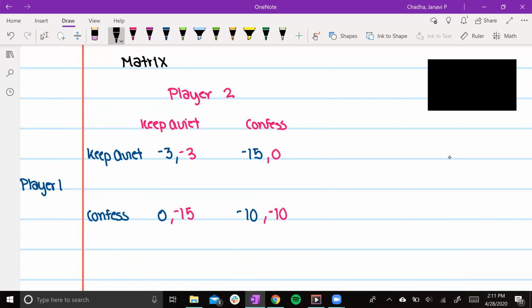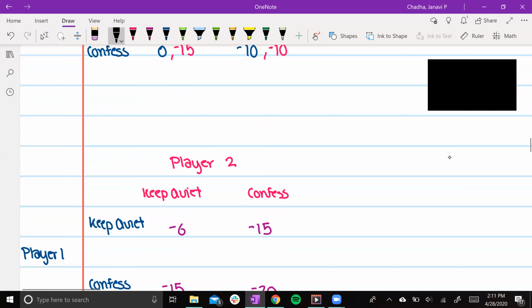Now, if player 2 decides to confess, but player 1 decides to keep quiet, player 1 then has to spend 15 months in jail, whereas player 2 gets off scot-free and spends 0 months in jail. The opposite happens if player 2 decides to keep quiet and player 1 decides to confess. Now, if they both decide to confess, they each spend 10 months in jail.